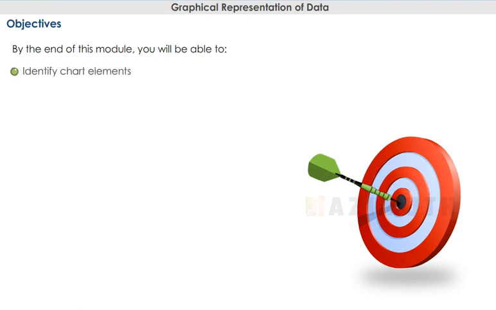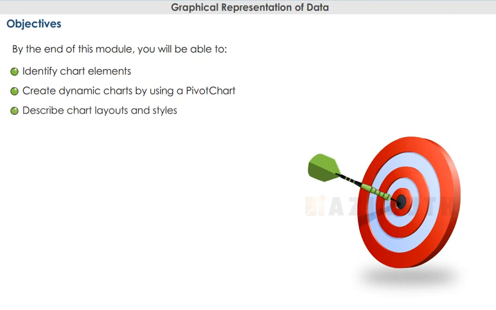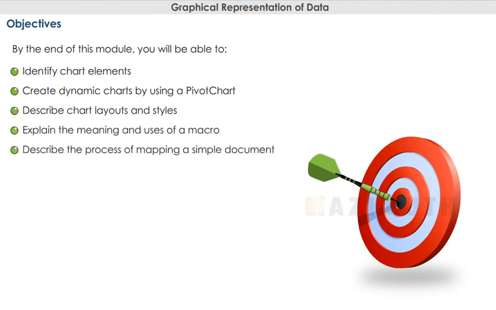Learning objectives. By the end of this module, you will be able to identify chart elements, create dynamic charts by using a pivot chart, describe chart layouts and styles, explain the meaning and uses of a macro, describe the process of mapping a simple document.